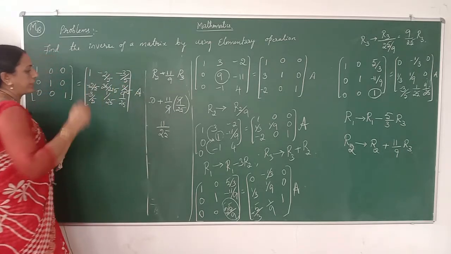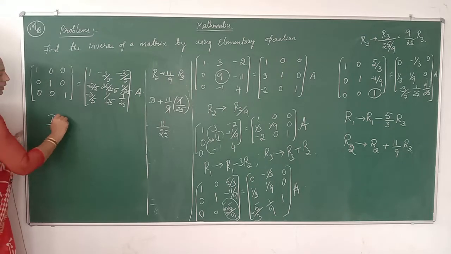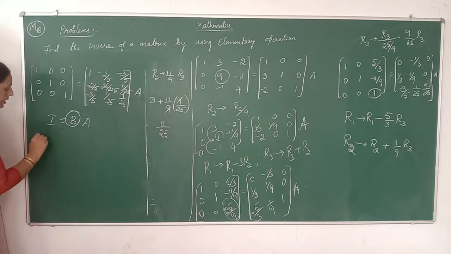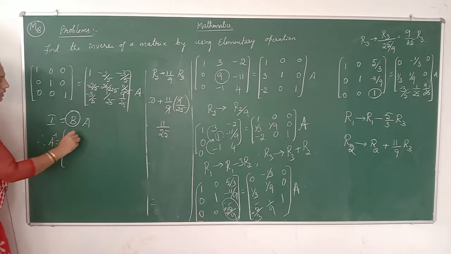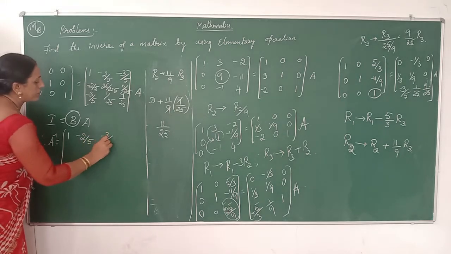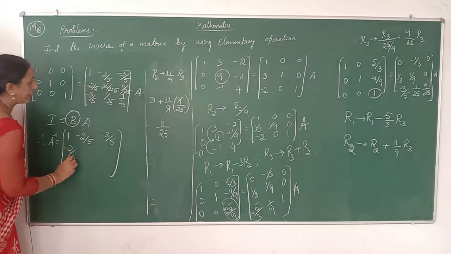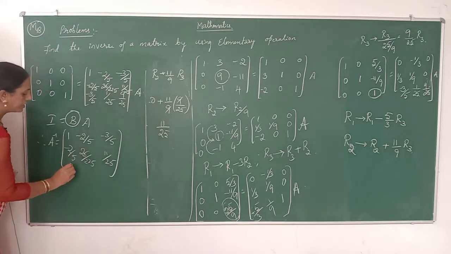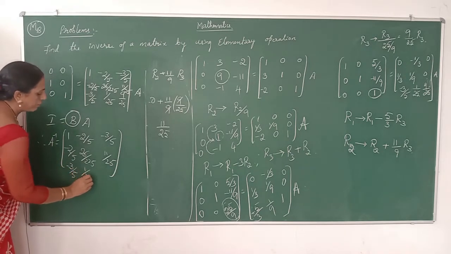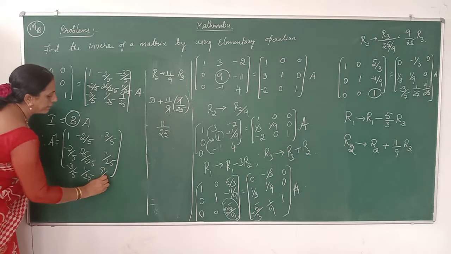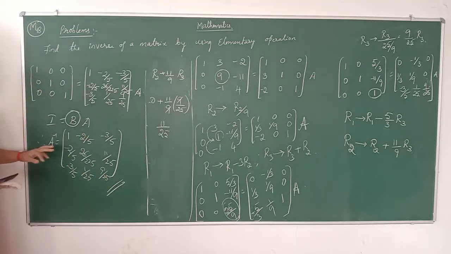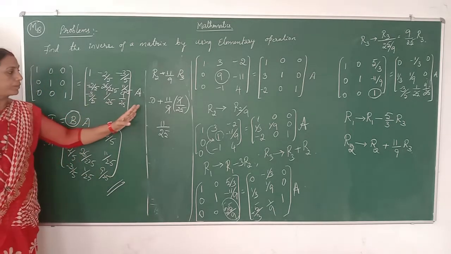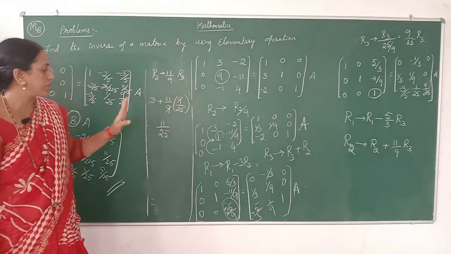11 divided by 25. Therefore, if it is in the form I equals B into A, then that B is called the inverse of A. Therefore, A inverse is equal to 1, minus 2 by 5, minus 3 by 5; minus 2 by 5, 26 divided by 225, 11 divided by 25; minus 3 divided by 5, 1 divided by 25 and 9 divided by 25. So that is the inverse of the given matrix A. And if these problems are not necessary for the purpose of the annual examination, we will just observe once.